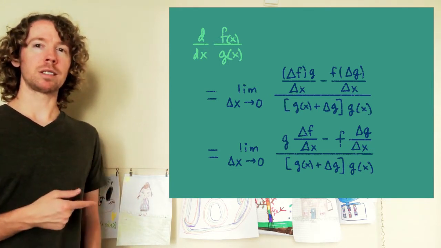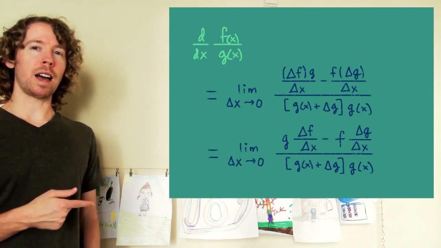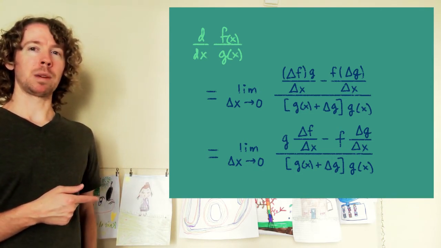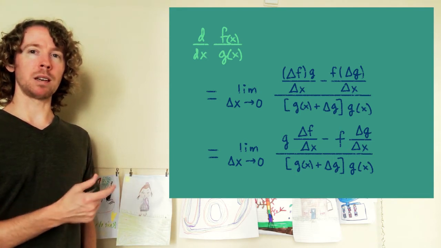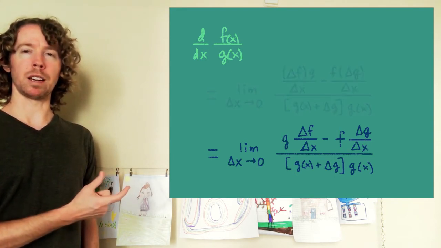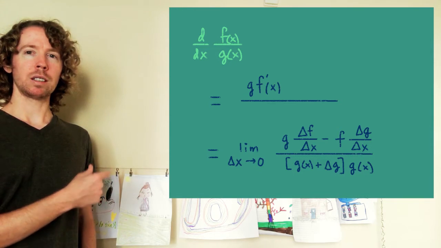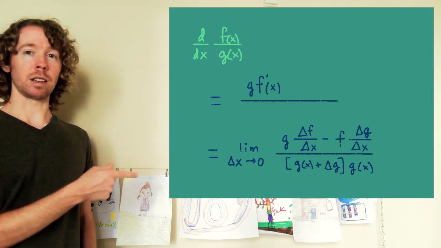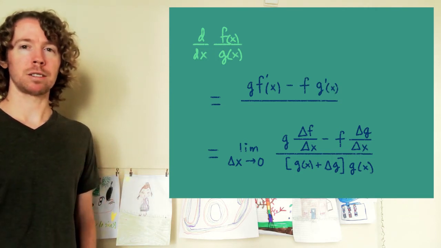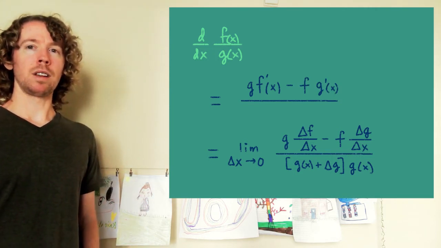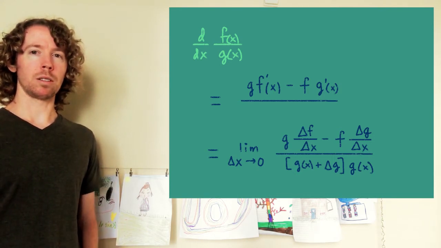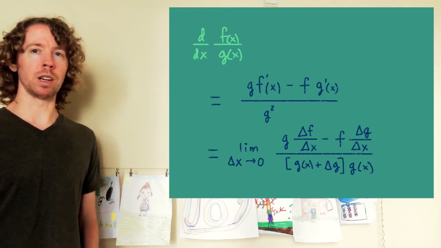And now when I do this, I see that I have some nice things that will pop out of this. I'm getting g times this limit, and notice that limit is just f prime of x. So I get g times f prime of x minus, and look, this is f times g prime of x. And then in the denominator, I'm getting one piece that's just going to leave me with g squared when delta x goes to 0.